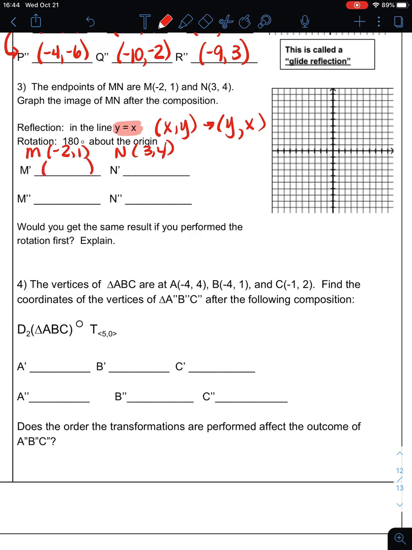So then we're going to switch our two points. If I write my coordinate, my y value becomes my x, that was negative 2, and my x value becomes my y, which was 1. For N, my y value becomes my x, which was 3, and my x value becomes my y, which was 4. So there are my new points.